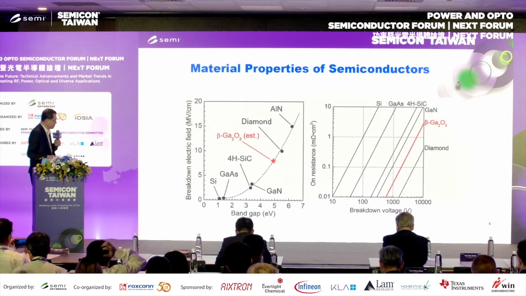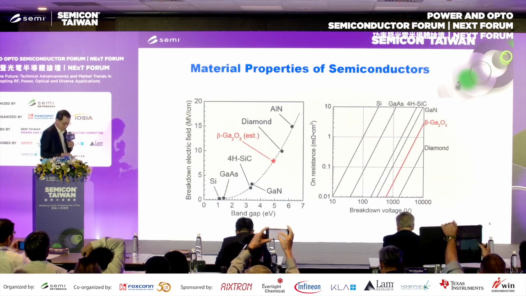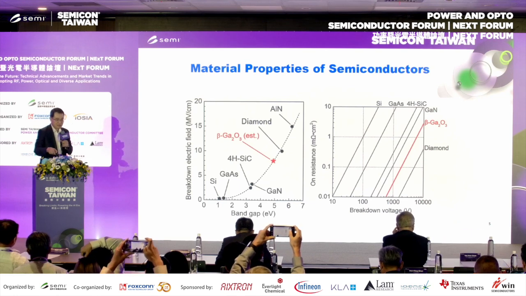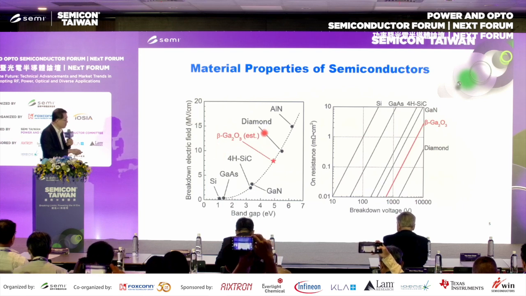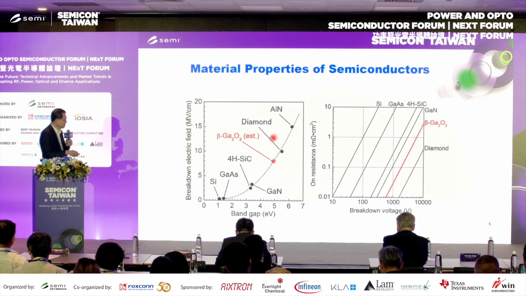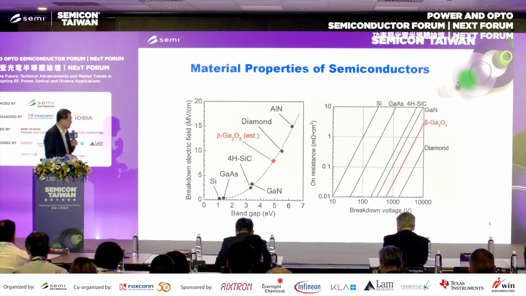From the bandgap point of view, gallium oxide sits between diamond or aluminum nitride and silicon carbide. This is its bandgap, and the corresponding breakdown field is also better than silicon carbide or gallium nitride.